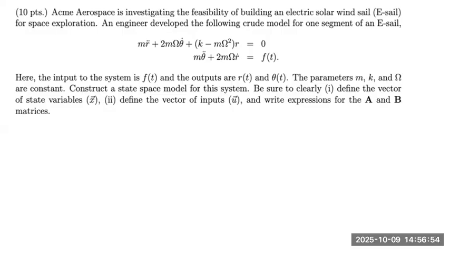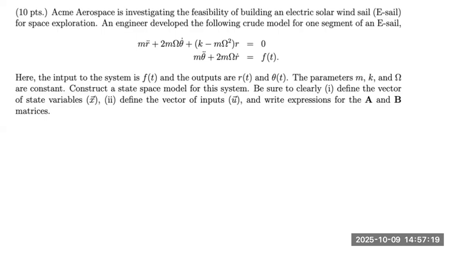Today we're going to talk over this problem of controls. So, Acme Aerospace is investigating the feasibility of building an electric solar wind sail, an e-sail, for space exploration, and an engineer developed the following crude model for one segment of an e-sail. Here, the input to the system is F(t), and the outputs are R(t) and theta(t).